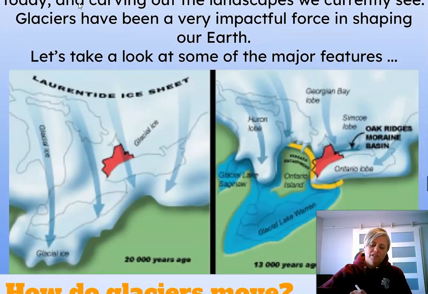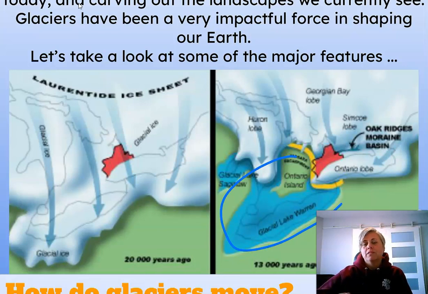So this is actually a little diagram of the ice sheet that you just saw melting away, the Laurentide ice sheet, and you can see where it once was has now left us lakes. So for example, that's going to be one of the land formations, the features that glaciers can leave behind as they melt.